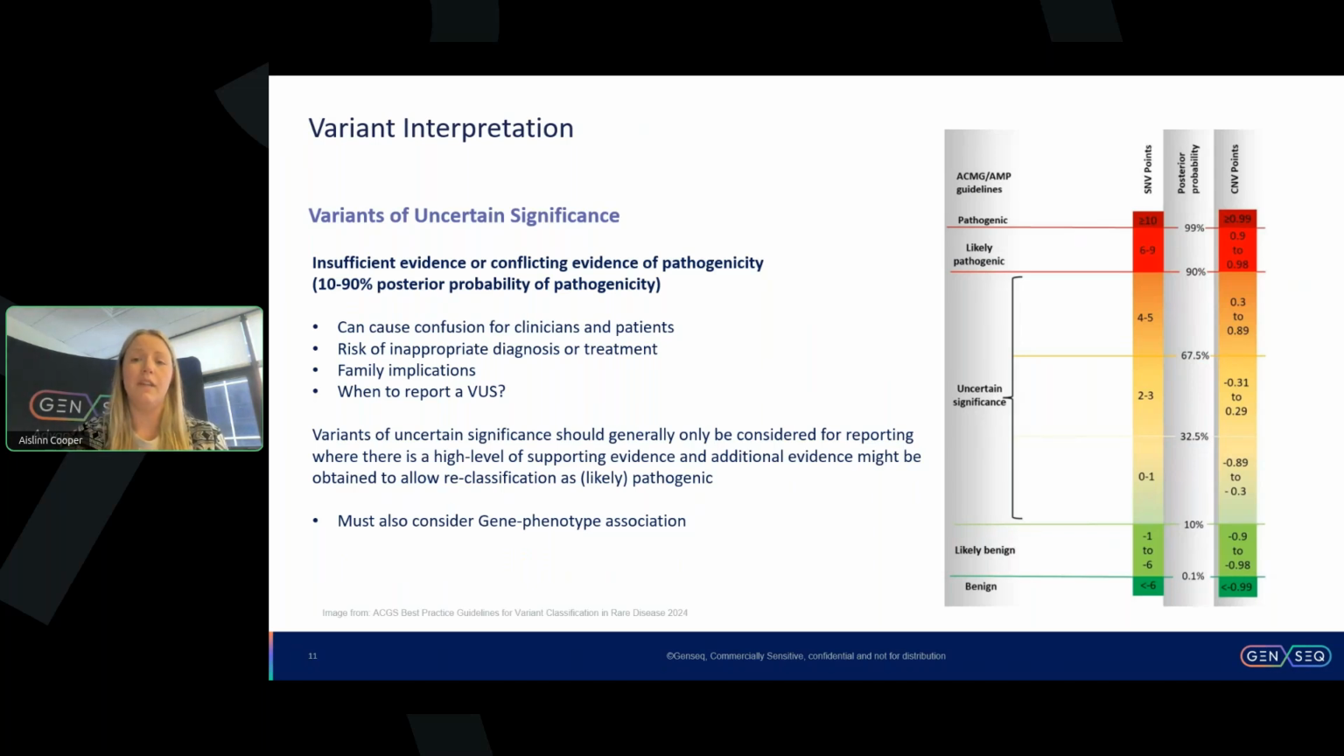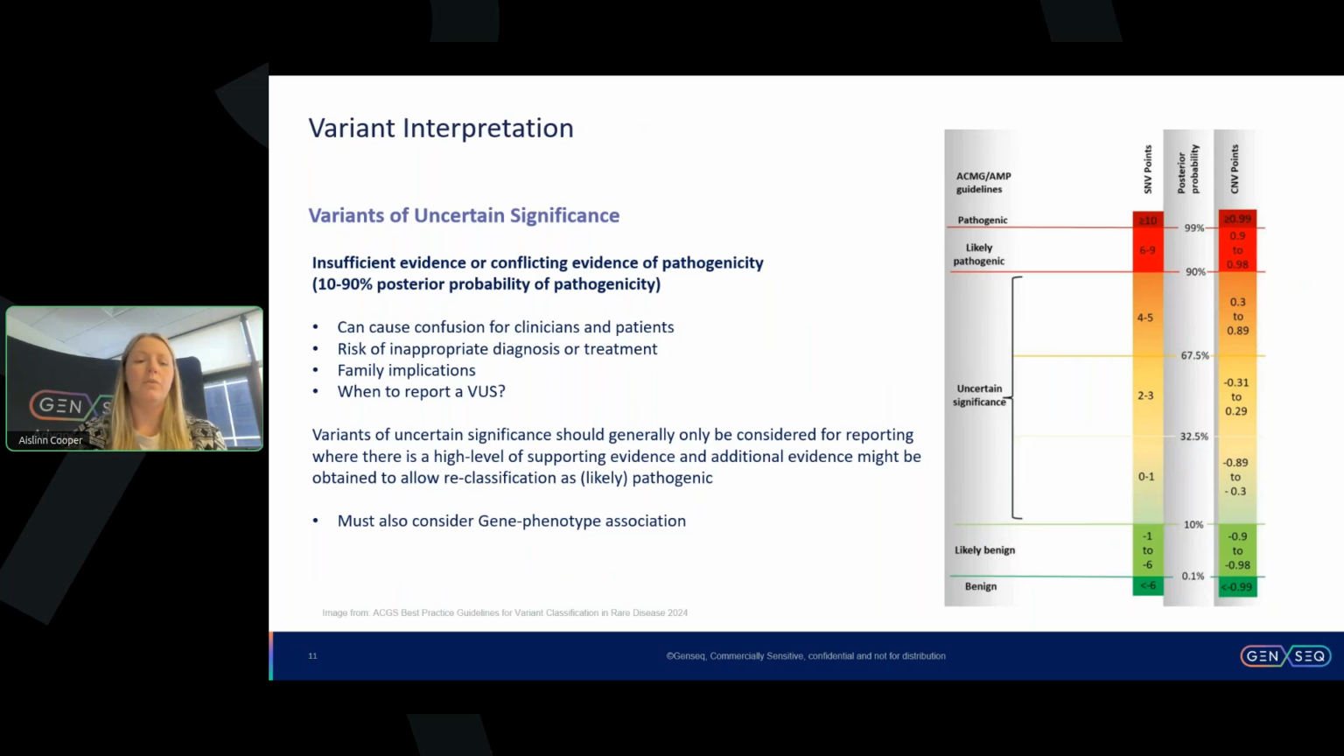And as you can see from this chart on the right here, there's quite a large category in the orange there that falls under this variant of uncertain significance. So when do we report these? Because some of them are very close to being benign, some of them are in a very wide area in the middle, and some of them are more close to being likely pathogenic, and there's maybe some evidence that could be gathered there.